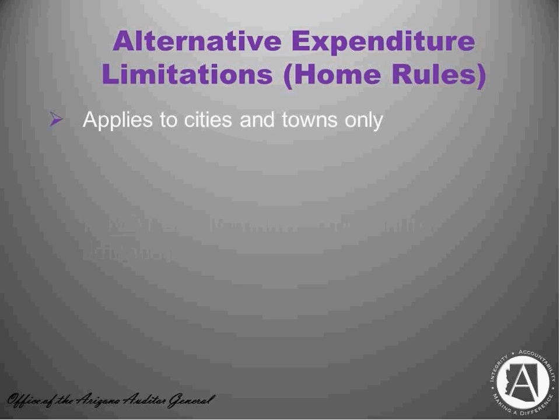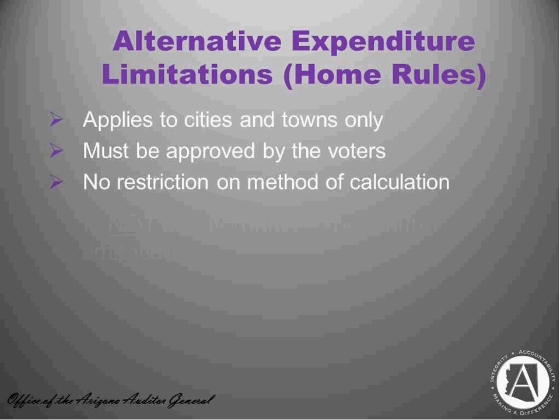The most common voter-approved expenditure limitation that is only available to cities and towns is the voter-approved option called an alternative expenditure limitation, also known as a home rule. Voters are asked at an election whether they would prefer to set their city or town's own limitation rather than adhere to the limitation calculated by the EEC. There are no restrictions on the method presented to voters for establishing this expenditure limitation.